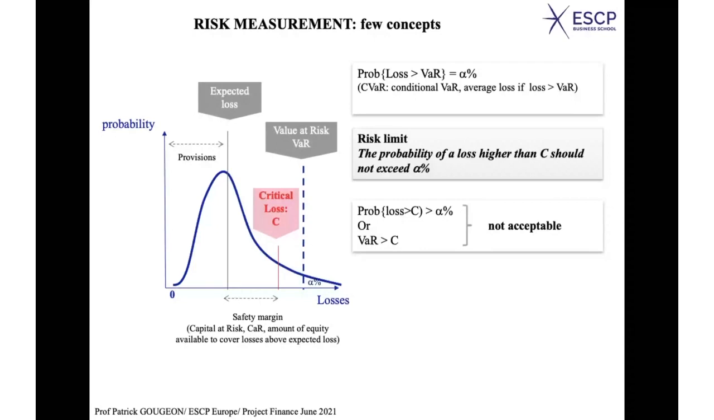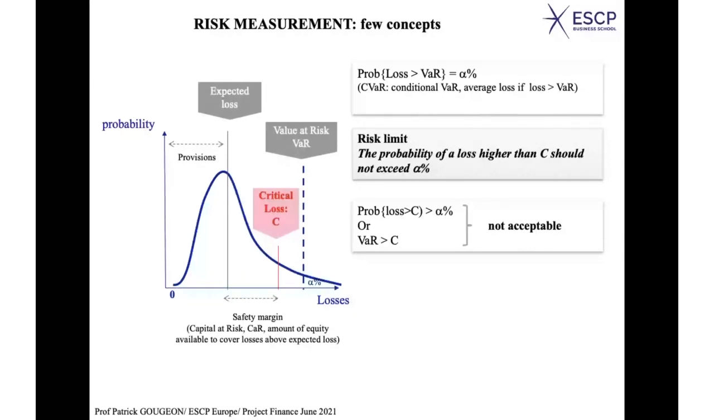So let's come back to our critical loss. Is the situation acceptable here? No, it's not. Because if your objective is to make sure that the probability of a loss will be lower than alpha percent, you can see that in this case it is obviously higher than alpha percent, because the value at risk is higher than C. If the value at risk is on the right side of C, it means obviously that the probability of a loss higher than C is higher than alpha percent. In other words, this situation is not acceptable.